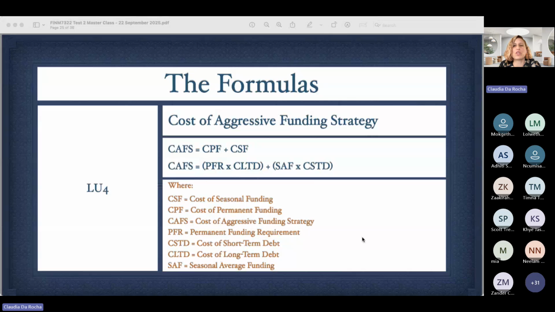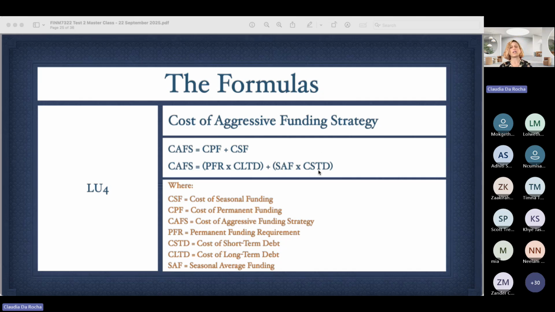Right, then we have the cost of aggressive funding strategy. Your cost of your aggressive funding strategy is the cost of your permanent funding plus the cost of your seasonal funding. And how do we calculate those? Your cost of permanent funding is your permanent funding requirement times the cost of the long-term debt, plus your seasonal average funding. So it's not the same as the seasonal funding requirements, it is your seasonal average funding times your cost of your short-term debt.